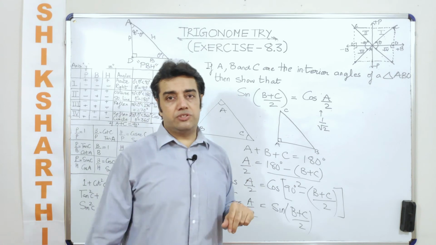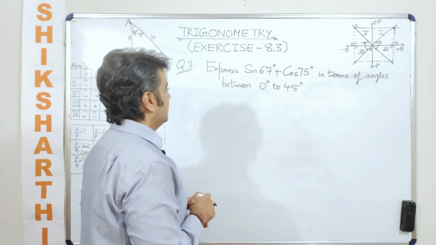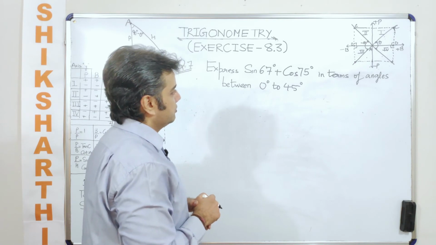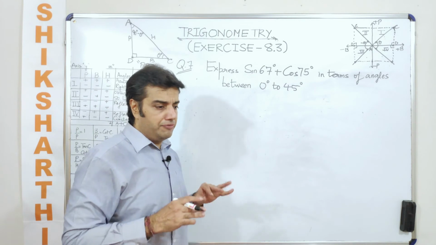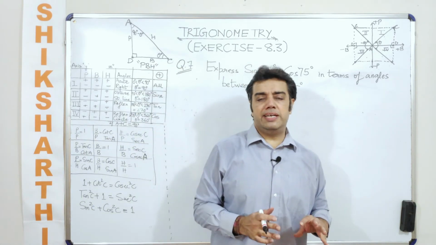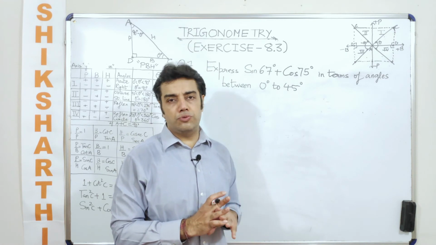Right? Let's move on to the last question, which is question number 7. Question number 7 finally talks about: express sine 67 degrees plus cos 75 degrees in terms of angles between 0 to 45 degrees. I feel that by now, since you have already attempted 6 questions, this question should not be a difficult one for you.